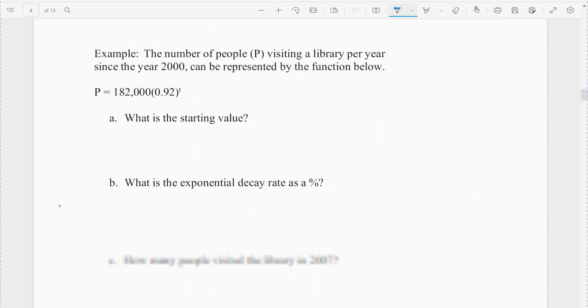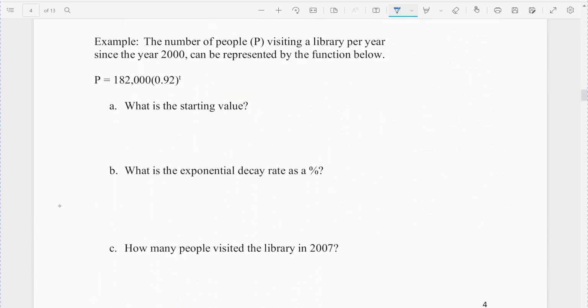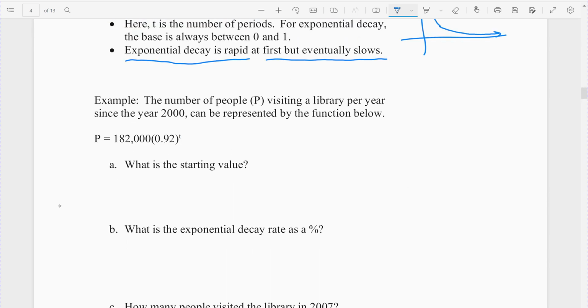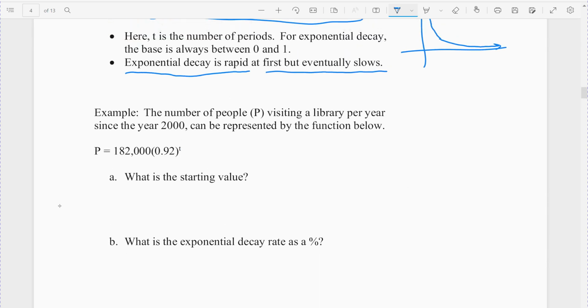All right, so suppose this is my example. Suppose the number of people visiting the library per year since 2000, so 2000 would be time 0, is represented by the function 182,000 times 0.92 to the t. You'll notice that the base is 0.92, between 0 and 1. It's bigger than 0 and smaller than 1. When that's the case, it's a decay, because I'm losing percent. It means I took 1 and I subtracted it.